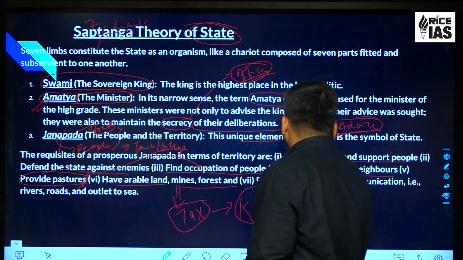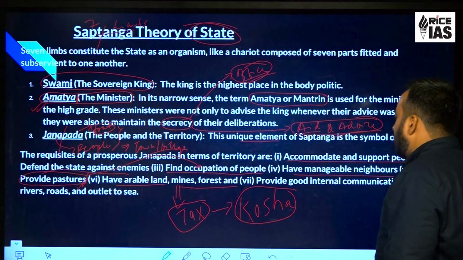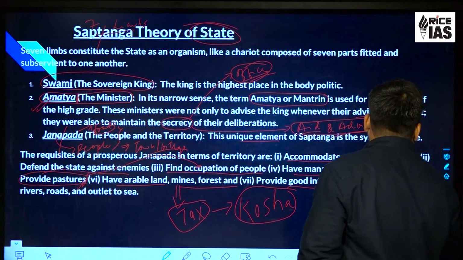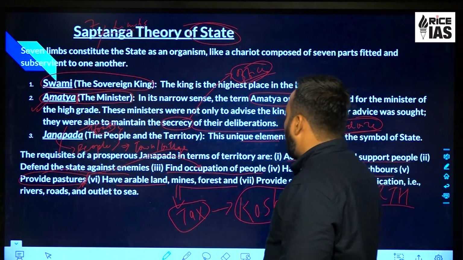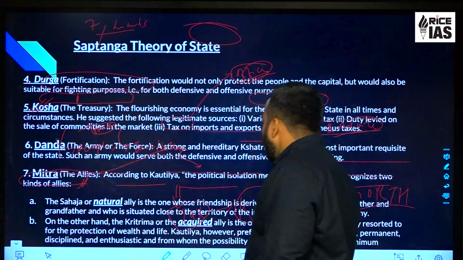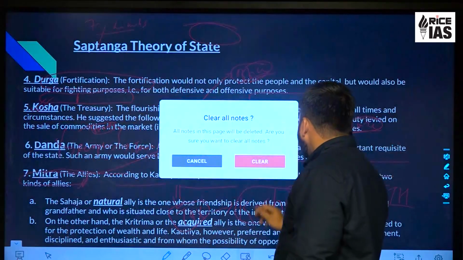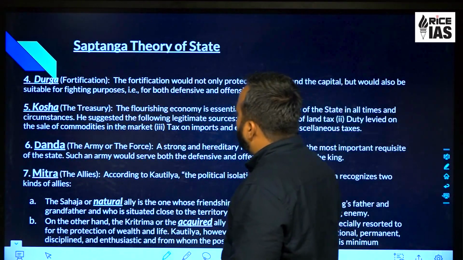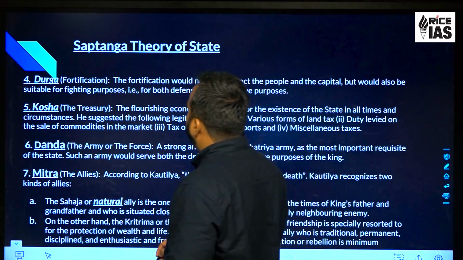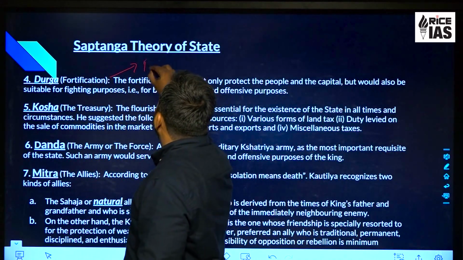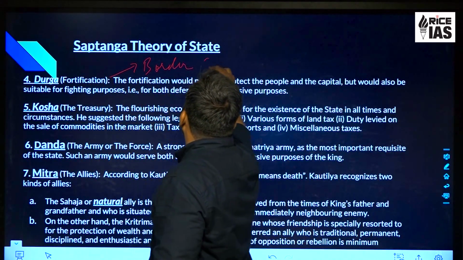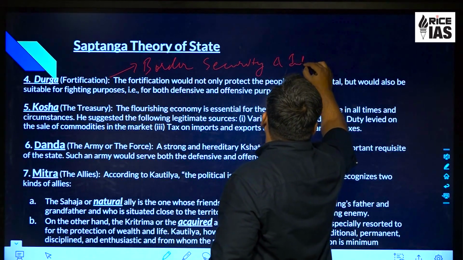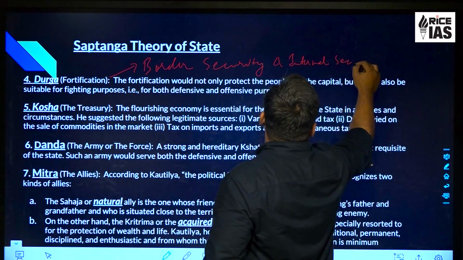Kosha. Provide good internal communication. For this, Ministry of Road Transport and Highway, outlet to the sea. Yes. Fortification, securing the borders. Today, it can be called border security and internal security.